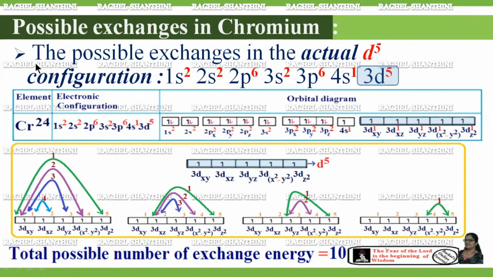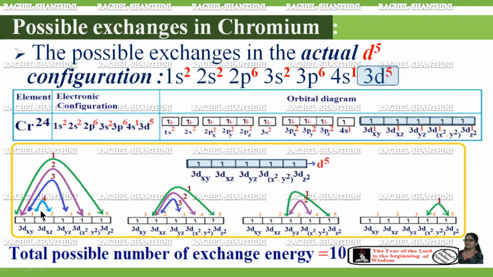At the same time, now let us see the possible exchanges in the actual d5 configuration of chromium. The actual d5 configuration of chromium is 1s2, 2s2, 2p6, 3s2, 3p6, 4s1 and 3d5. How many electrons are there in 3d orbitals now? 5, right? Now let us see the possible exchanges in the d5 configuration.